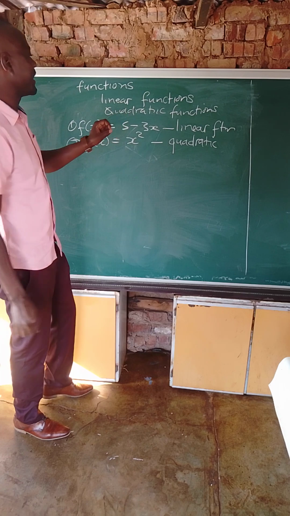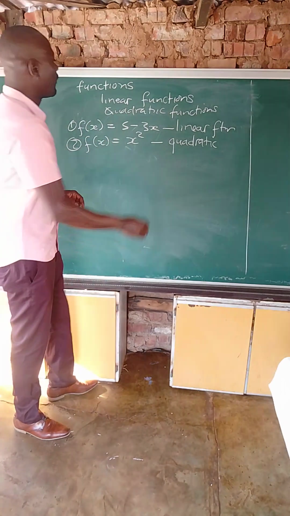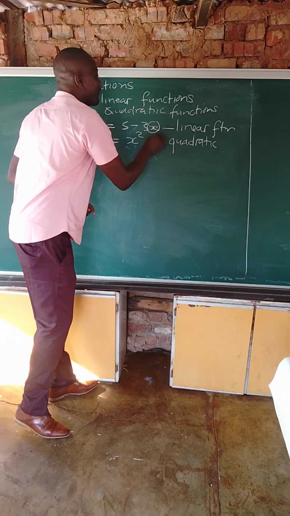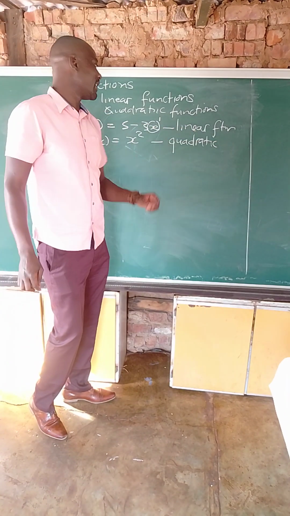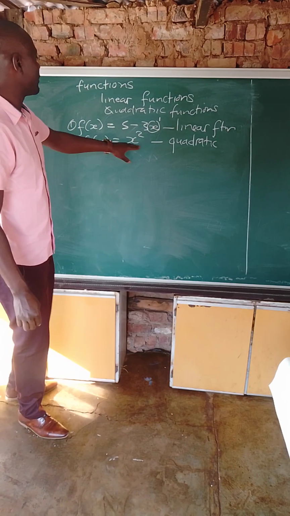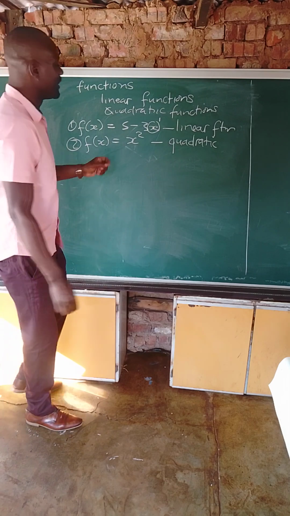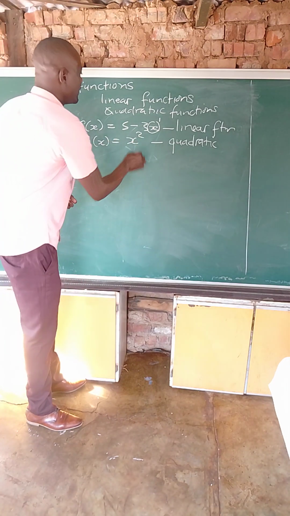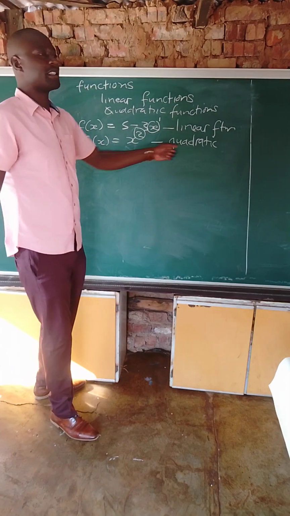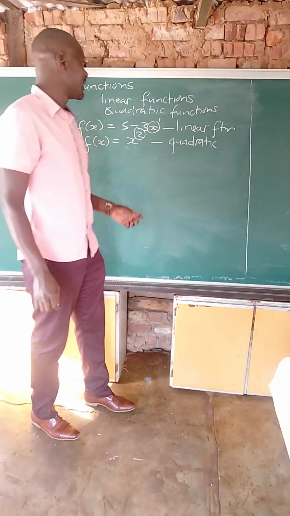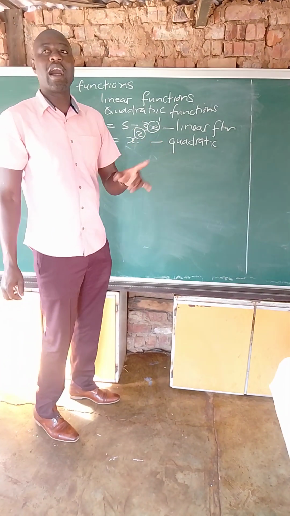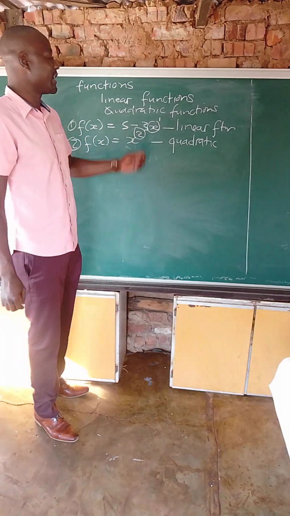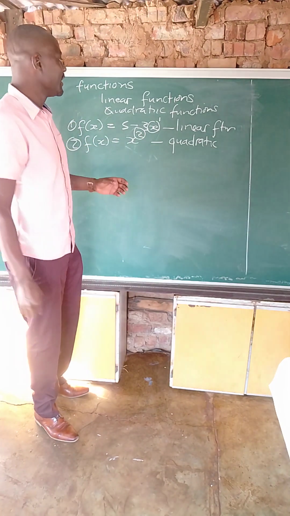We look at the highest power of x. For here, the highest power of x is 1. So meaning this is a linear function. Then on this function again, the highest power of x is 2, which makes it a quadratic function. A quadratic function has got a highest power of 2. Then it means it's a quadratic function.